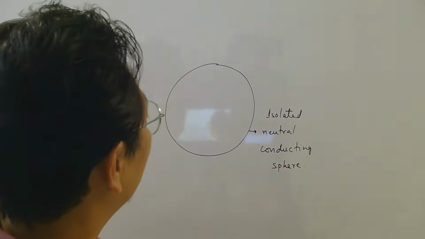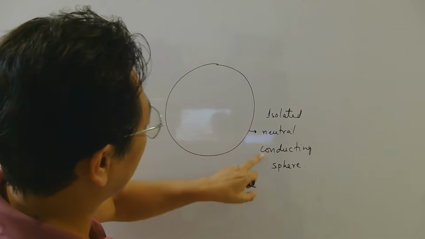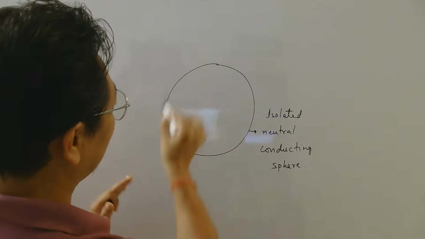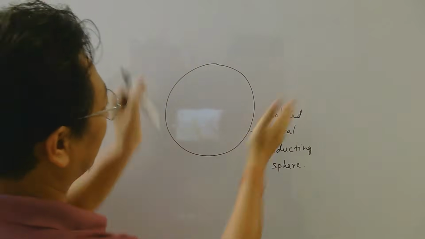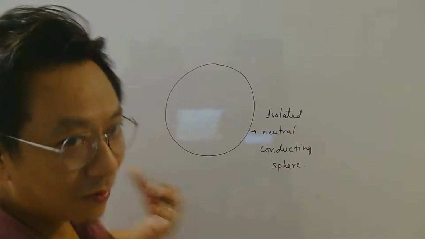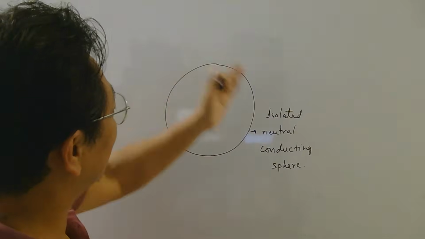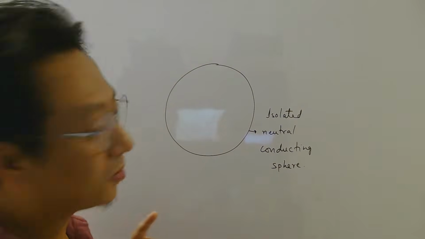Okay, so imagine you have an isolated neutral conducting sphere. So total charge is 0 and it is isolated. Isolated means this is not connected to anything. Now you know from conservation of charge that if a system is isolated, the total charge remains conserved. Remember that.